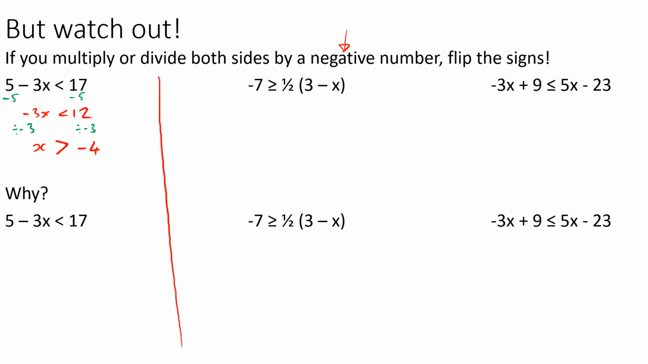Now, why might this be the case? Well, let's think about a different way we could have done that same question. Instead of taking away the 5, we could have added 3x to both sides. So that would have given us 5 is less than 17 plus 3x. Then we could have subtracted 17 from both sides. We could end up with minus 12 is less than 3x, and then we could have divided by 3. And we could have ended up with minus 4 is less than x, or using our little flip the order, flip the sign thing, x is greater than minus 4.